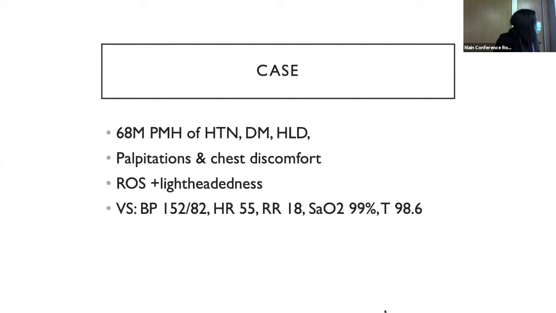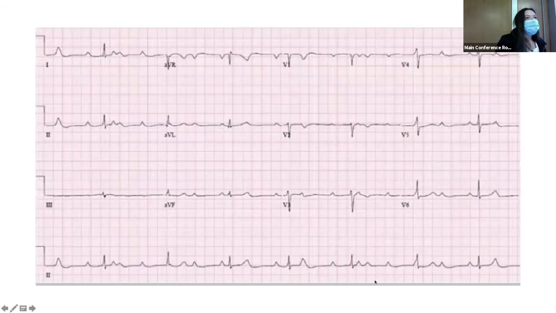Vitals are listed below. BP of 152/82. His heart rate 55. Respiratory rate of 18. He's statting 99 on room air, and he's currently afebrile at 96. So here's our patient's EKG.